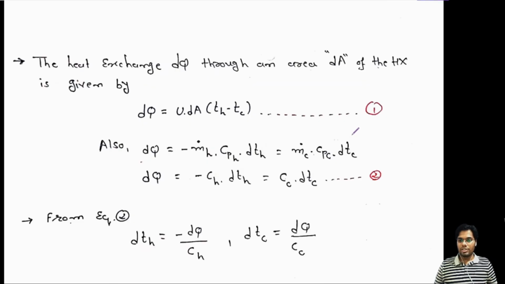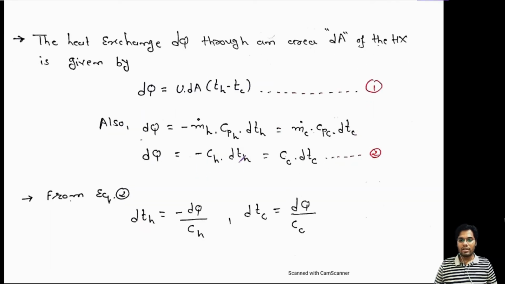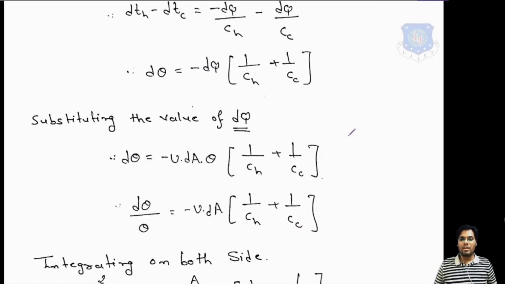From this equation number 2 we can write that dTh is equal to minus dq by Ch and dTc is equal to dq by Cc. Now dTh minus dTc is equal to minus dq by Ch minus dq by Cc. dTh minus dTc we can combinedly write as d theta, because Th minus Tc is equal to theta as mentioned in the diagram. Now taking minus dq as common, in bracket 1 upon Ch plus 1 upon Cc.